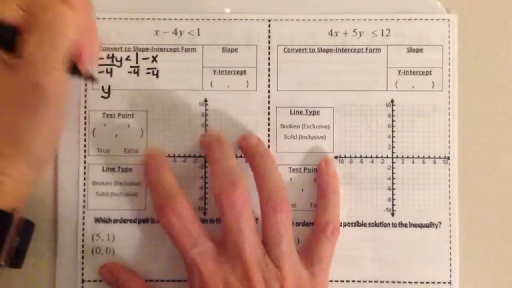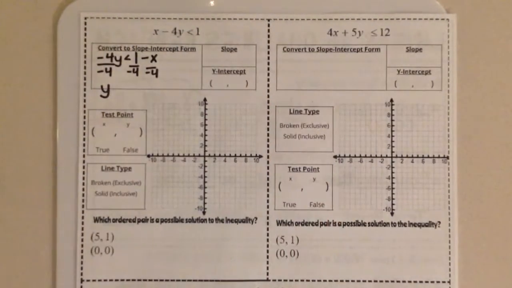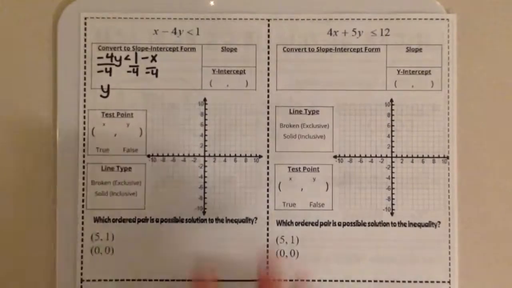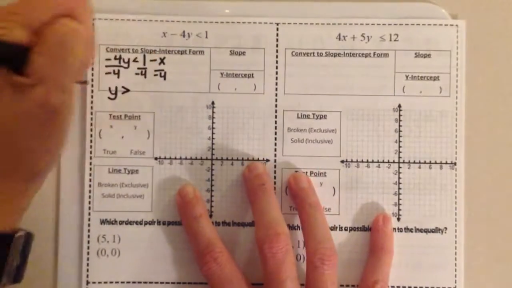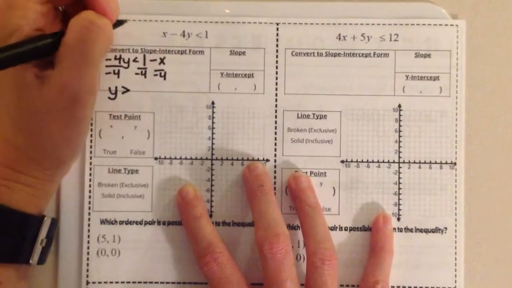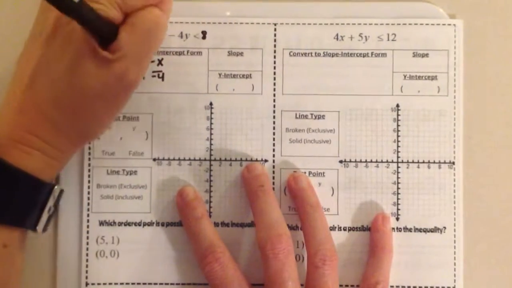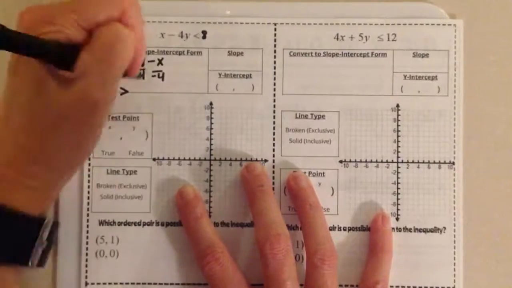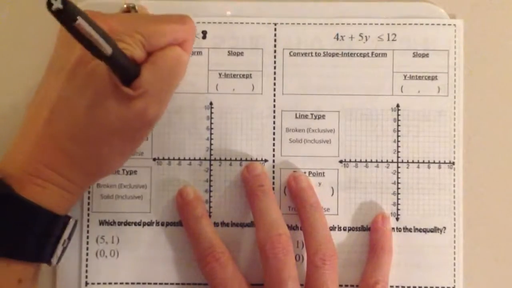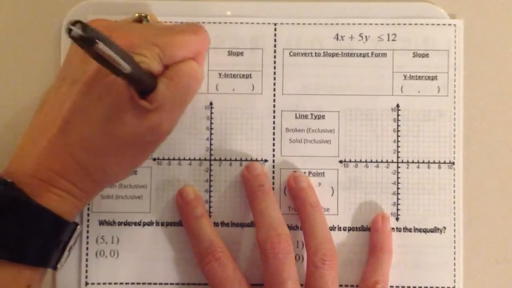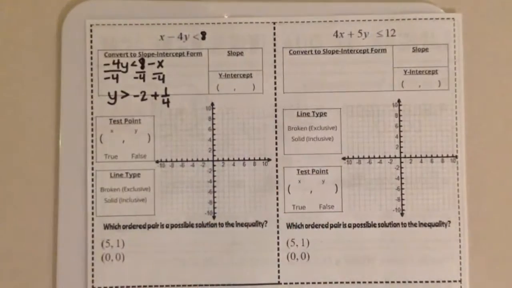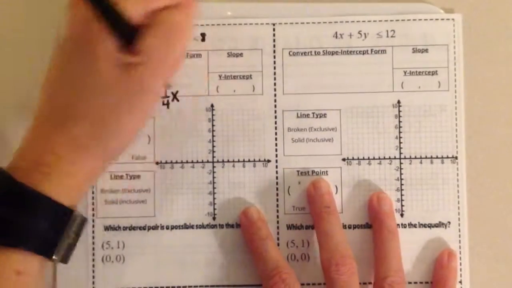I'm going to have y. And now I'm going to ask myself, will my sign flip-flop? And yes, it will, because I'm dividing by a negative, so it's going to change to a greater than. And then I'm going to have, oh, this should be an 8. So I'm going to have negative 2 plus 1/4 x, because a negative divided by a negative, same sign when you divide, means your answer is positive.